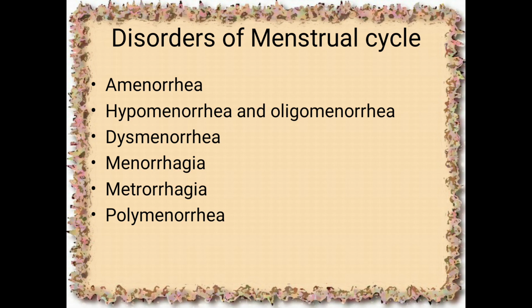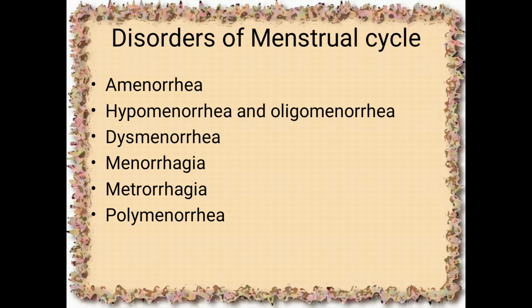For secondary amenorrhea also you have physiological and pathological causes. The physiological causes are pregnancy and lactation. Pathological causes are hypothalamic disorders, pituitary disorders, ovarian disease, any uterine pathology or any systemic illness. All these will cause secondary amenorrhea. So this is about amenorrhea.